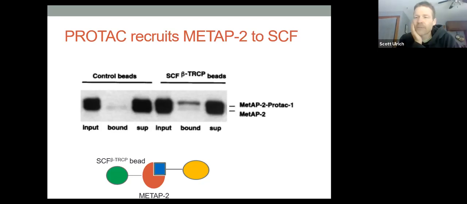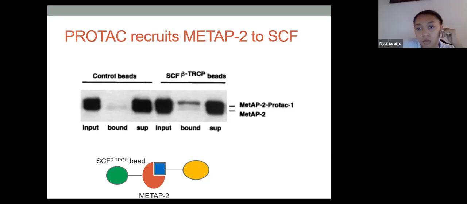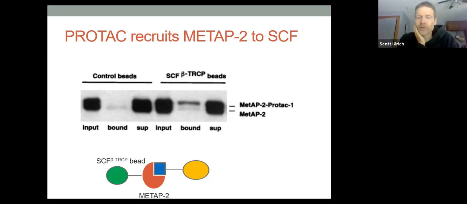So you remember how last time they added free ovalicin and free IPP peptide, and they saw that the ovalicin, exactly like you said, interfered with the PROTAC binding to MET-AP2.